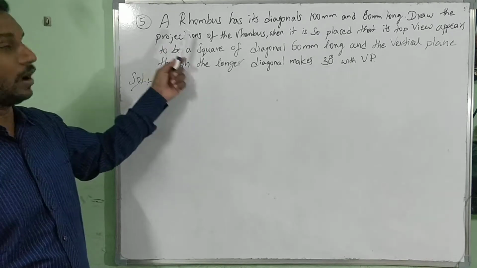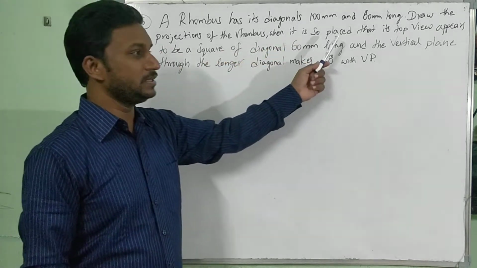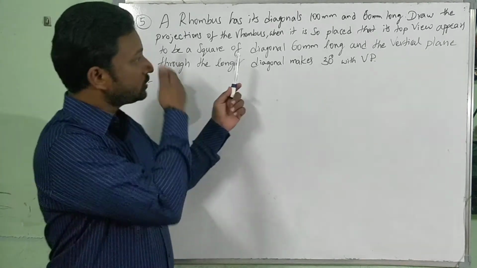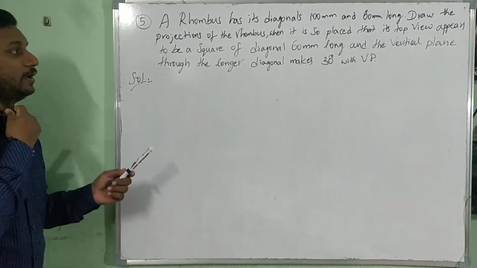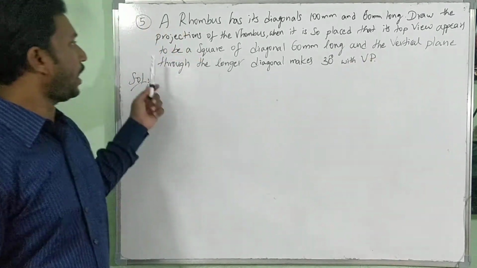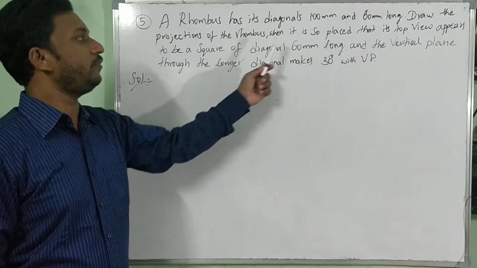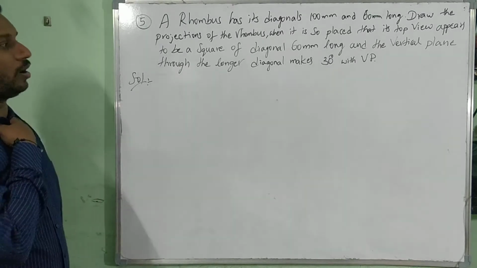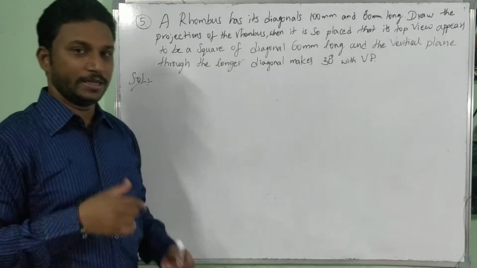Repeat the question. A rhombus has its diagonals 100 mm and 60 mm long. Draw the projections of the rhombus when it is so placed that its top view appears to be a square of diagonal 60 mm long, and the vertical plane through the longer diagonal makes 30 degrees to the VP.